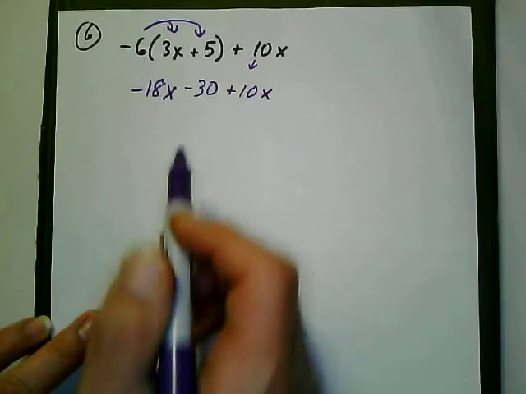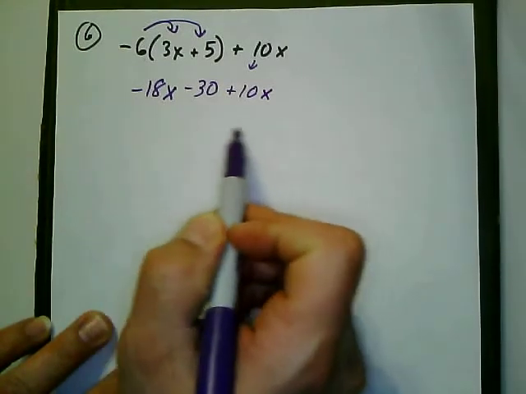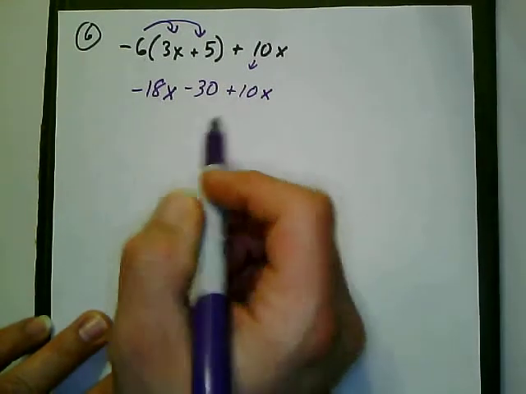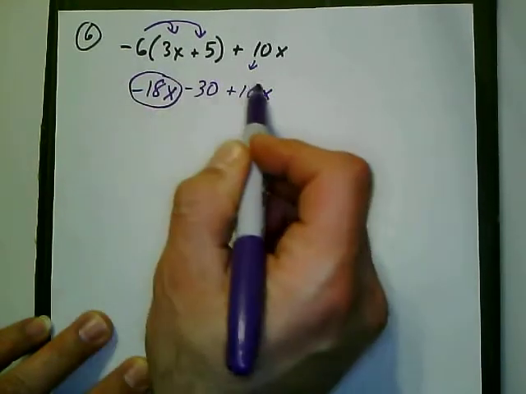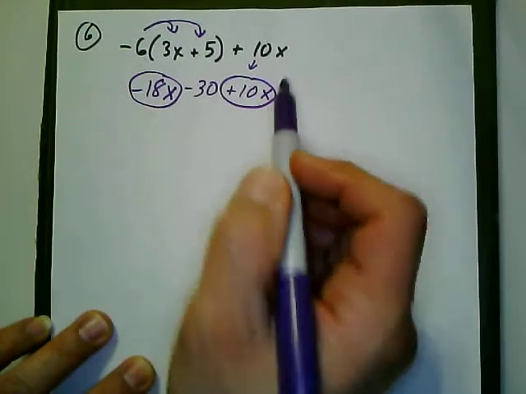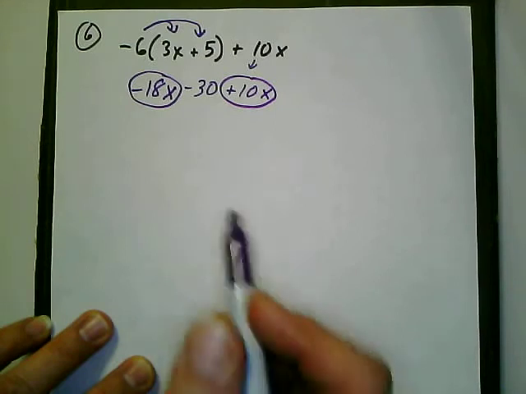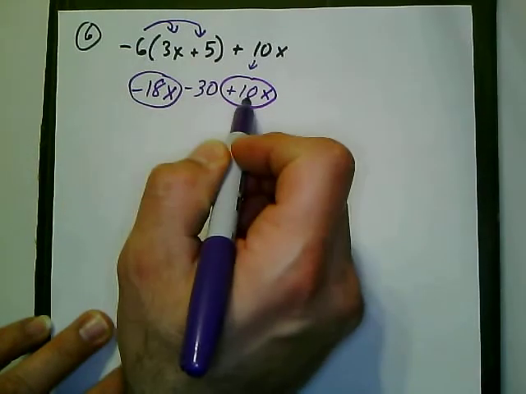Now we want to combine like terms. This one has an x. This one has an x. So those are alike because of the x. Remember, if it's x squared, and we'll get to that, there'll be some x squareds in here. So we're going to add those two together.